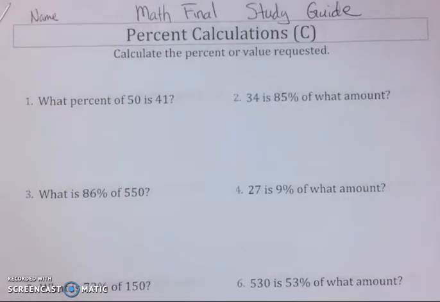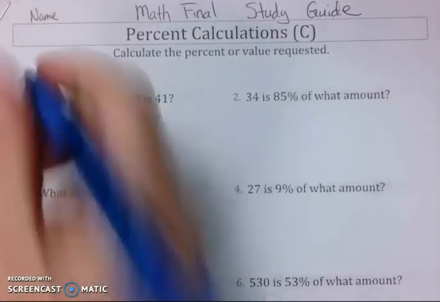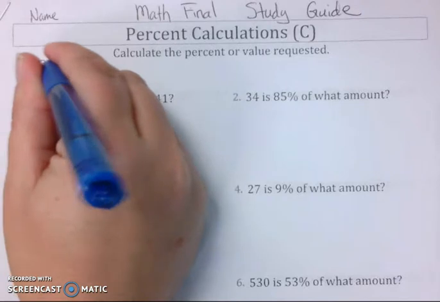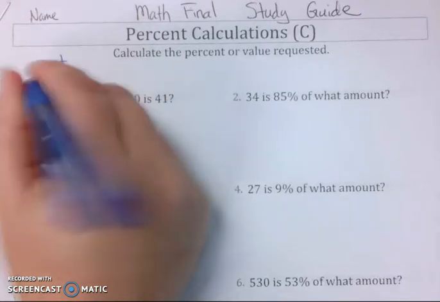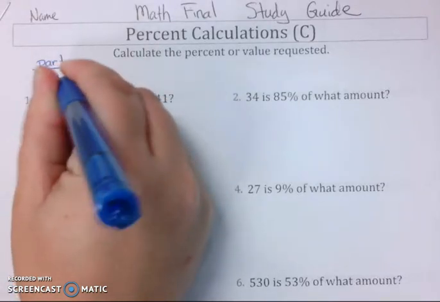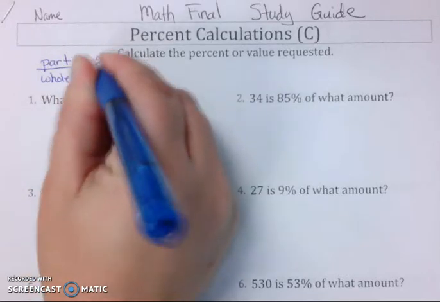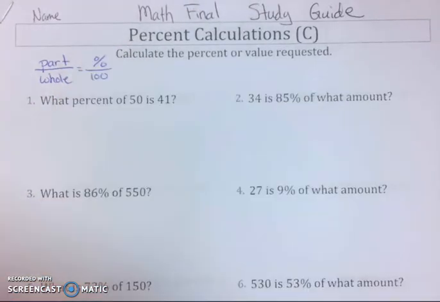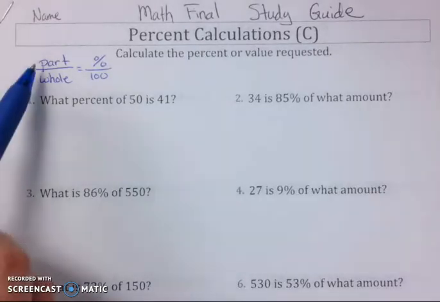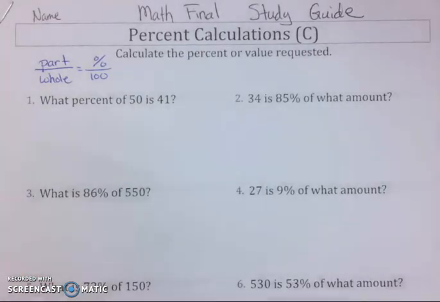So for the first half of the video, I'm going to do the method where we use the proportion part over whole equals the percent over 100. Now if you use the other method, go ahead and skip to halfway through the video. Find the halfway mark and just watch that part. For those that use this method, you're just going to watch the first half of the video as I go over some problems on the first method here.